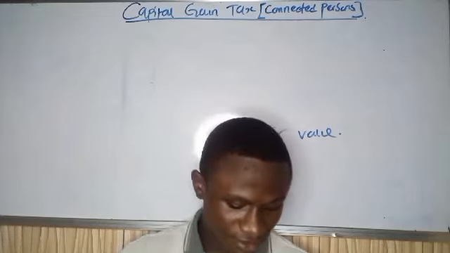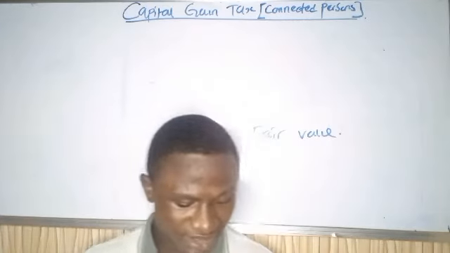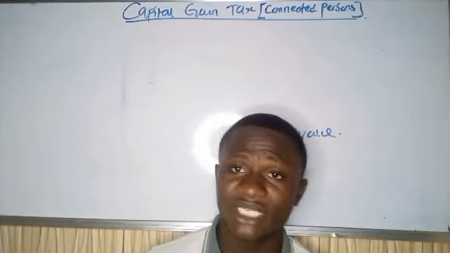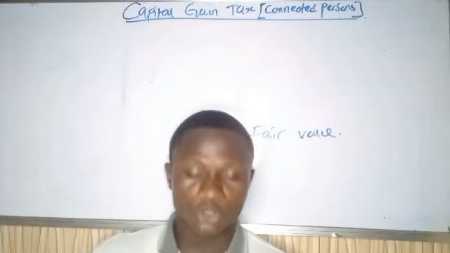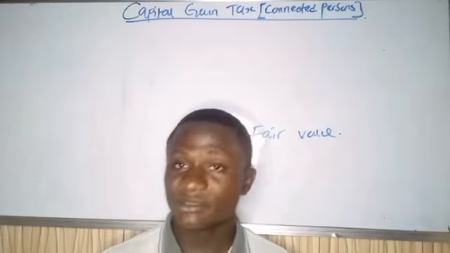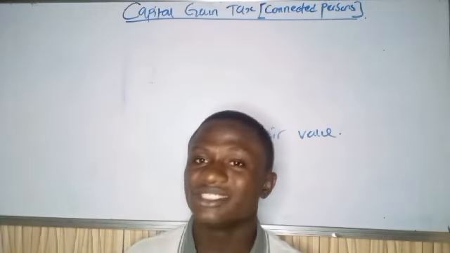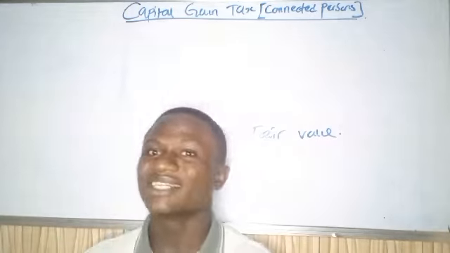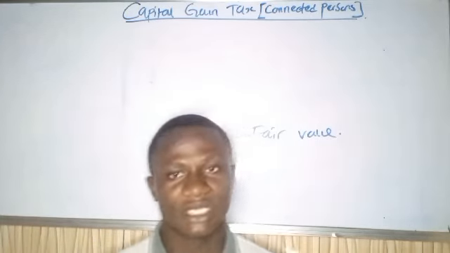And secondly, if you go back to the question, it says that on June 4, 2005, the duplex was sold to Uncle Jimmy for 16 million naira. Full stop. The actual market value was 20 million. That should tell you that Uncle Jimmy is related to Dr. Mensah. So it was sold for 16 million naira. Meanwhile, the actual value is 20 million naira. That's the market value. So we are going to consider the market value and not the value it was sold.